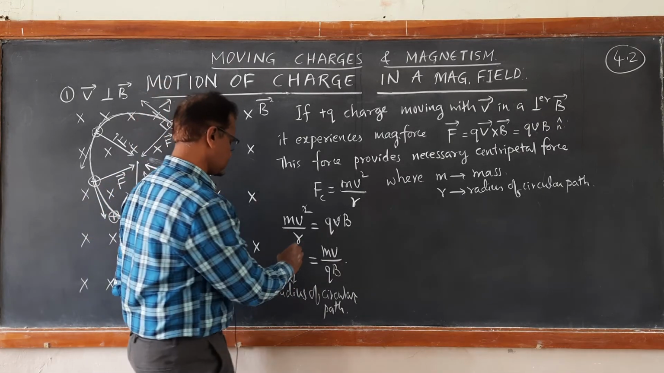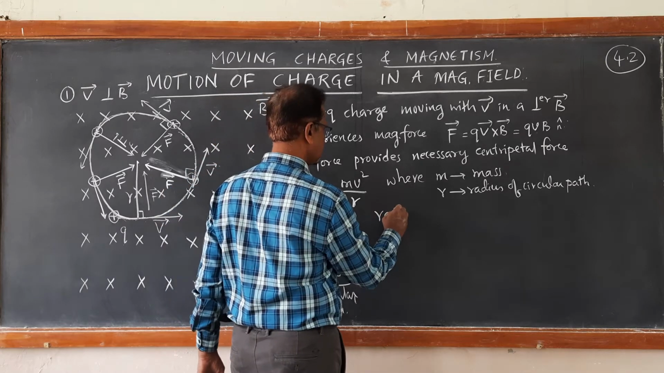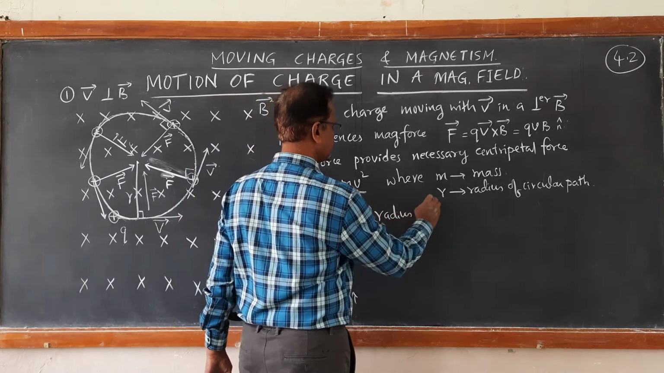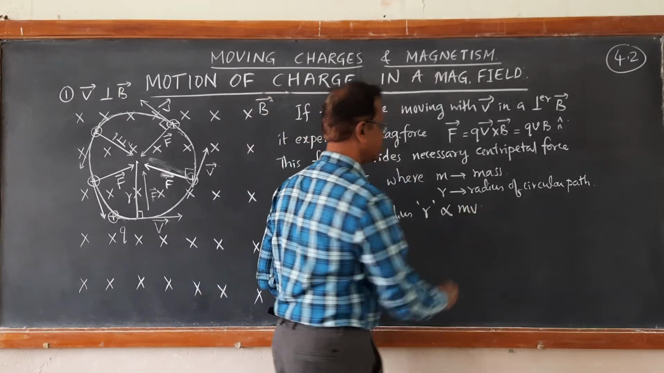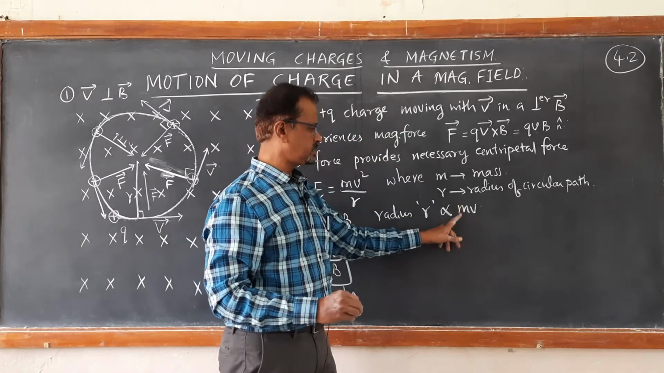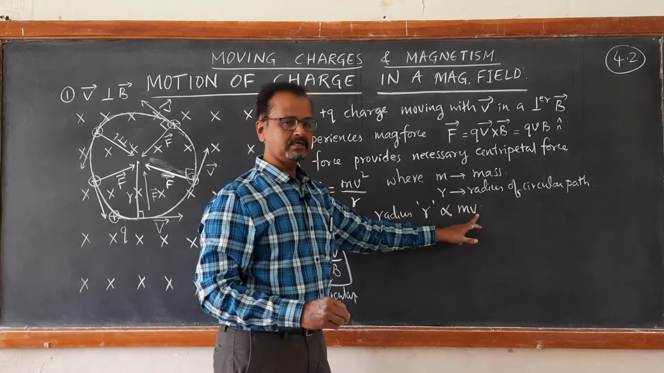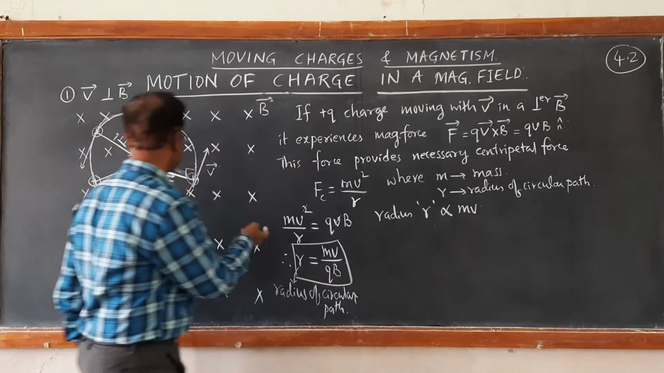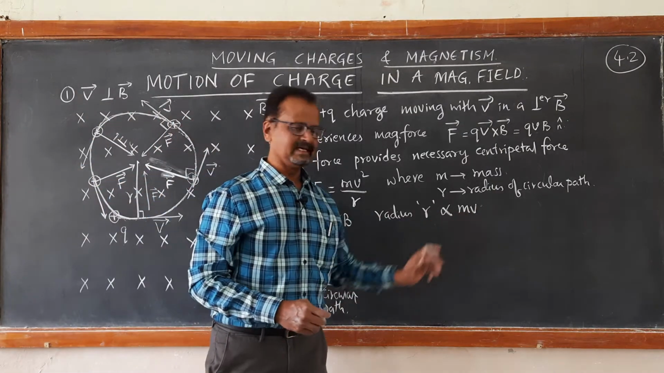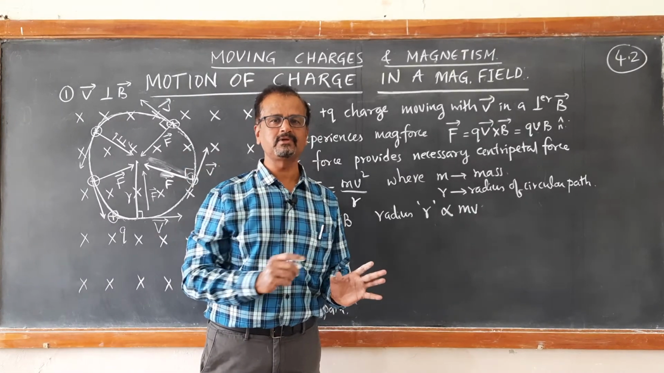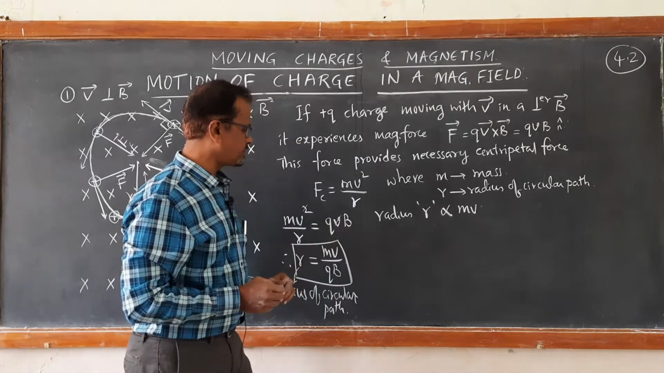From this equation it is evident that the radius of the circular path is directly proportional to the momentum of the particle. It is directly proportional to velocity, and directly proportional to the mass of the charged particle. If the velocity of the charged particle is high, then the radius of the circular path is also large. If it enters with less velocity, its radius of revolution is also less. That is the meaning of this.